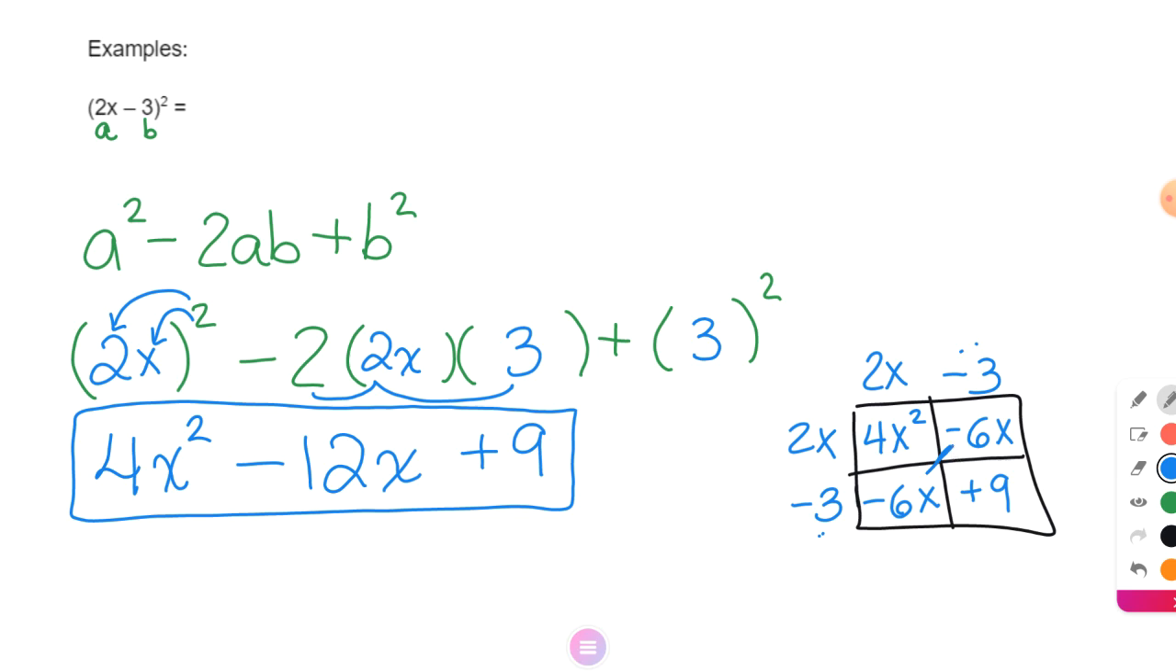Like terms, negative 6 and negative 6 is negative 12x. Bring down my 4x squared. Bring down my positive 9. Exact same answer I got. Okay, so my formula people, go to it with the formula. My people that are like, I am going to forget something, I'm going to lose a negative sign, use my box.